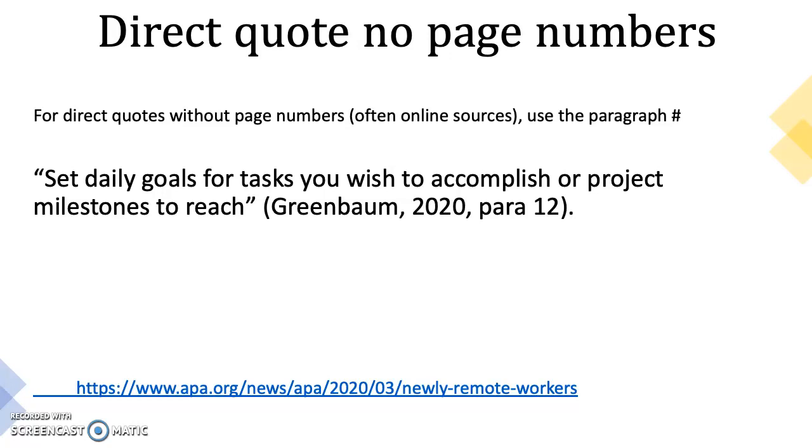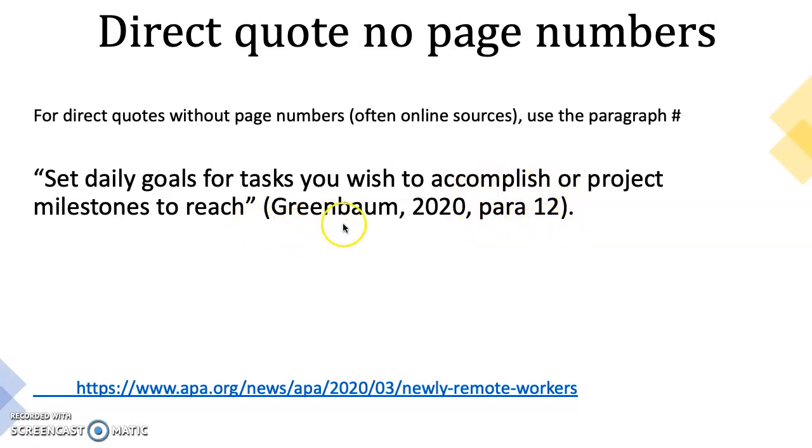What if we have a direct quote, but we don't have page numbers? So this happens a lot because we use online sources so much, and online sources typically don't have page numbers, right? So instead of page numbers, you use the paragraph number. And you just simply count from the first paragraph until you find the paragraph that your quote is located in, and then you use para to indicate paragraph, space, and the number.